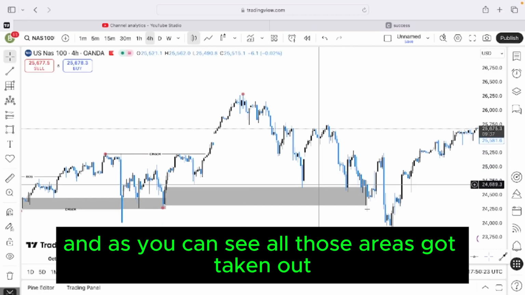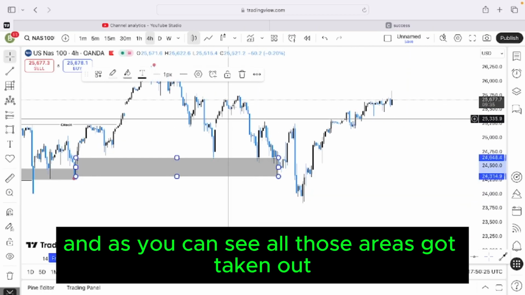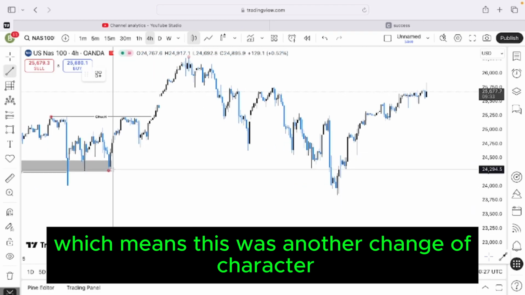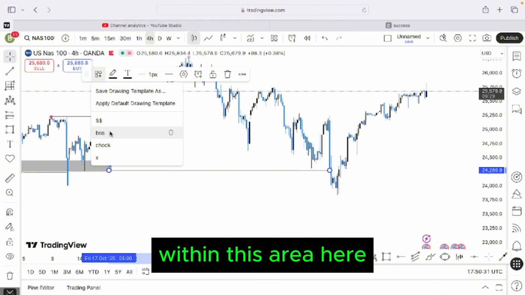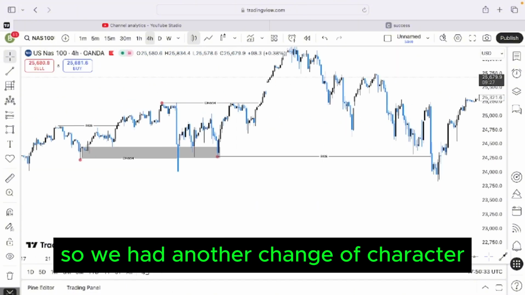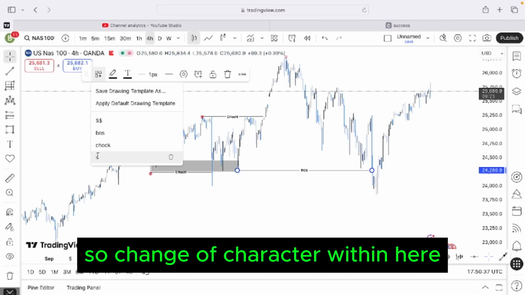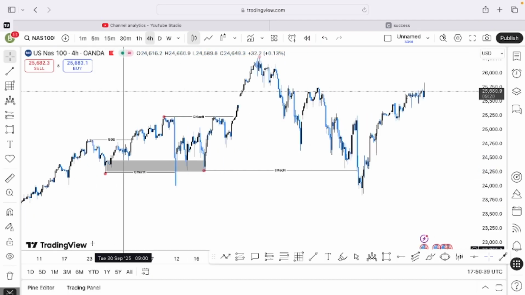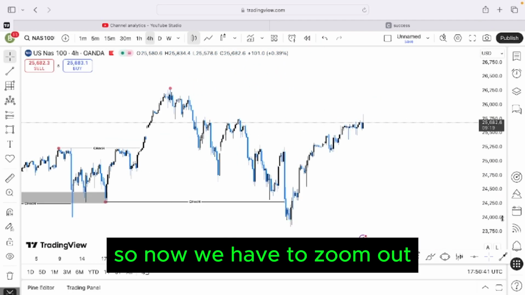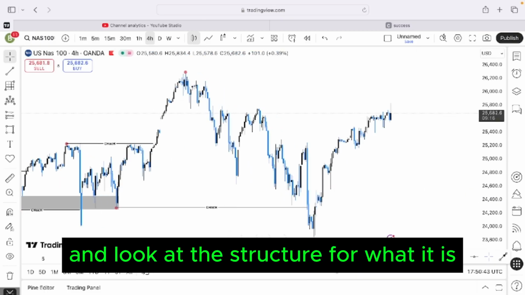And as you can see, all those areas got taken out, which means this was another change of character within this area here. So we had another change of character. So we had like 3 changes of character in the same area. So a change of character within here. So now we have to zoom out and look at the structure for what it is.